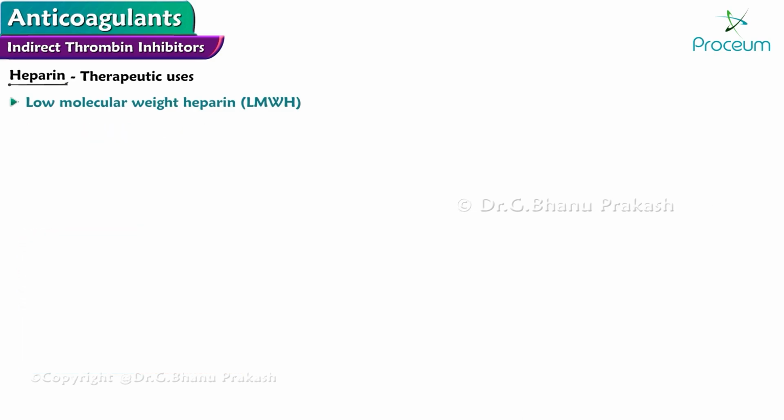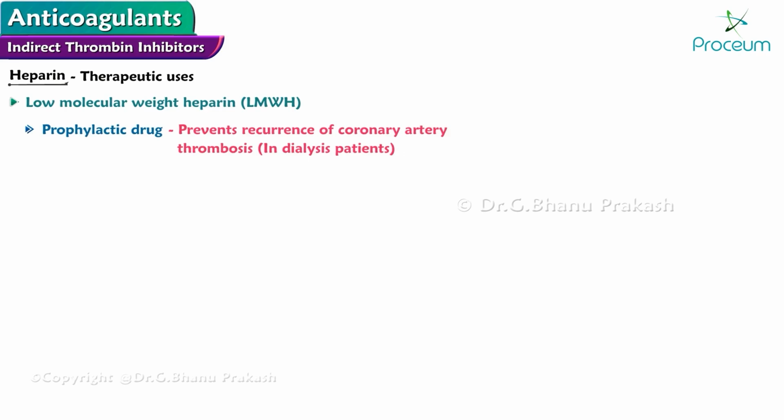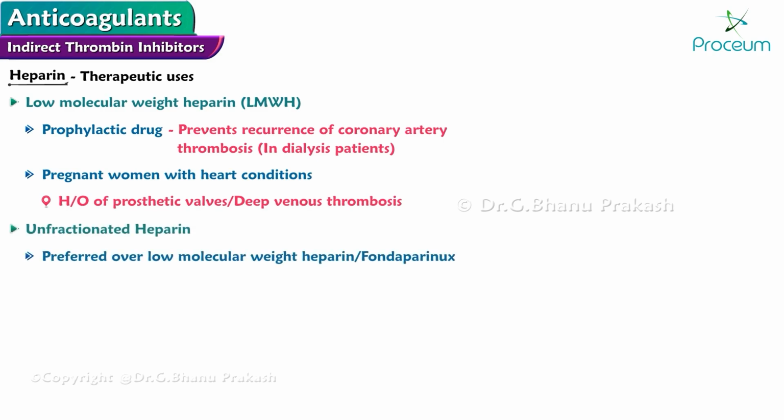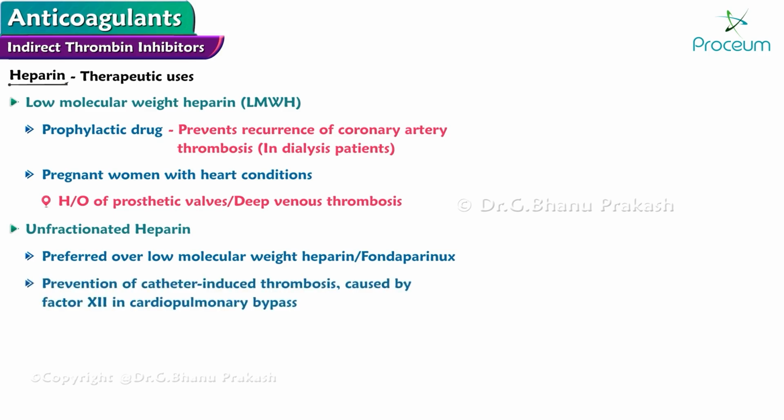It is also used as a prophylactic drug in the prevention of recurrence of coronary artery thrombosis in patients undergoing dialysis, and is safe to be used in pregnant women with heart conditions, history of prosthetic valves, deep venous thrombosis. The only clinical use where unfractionated heparin is preferred over low molecular weight heparin, fondaparinux, is for the prevention of catheter-induced thrombosis caused by factor 12 in cardiopulmonary bypass.